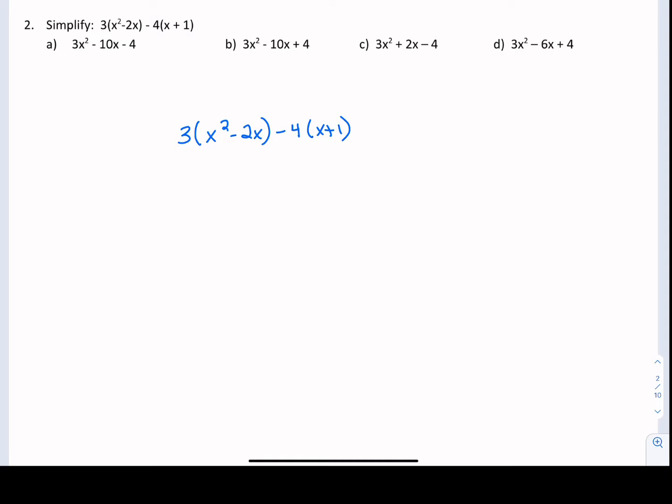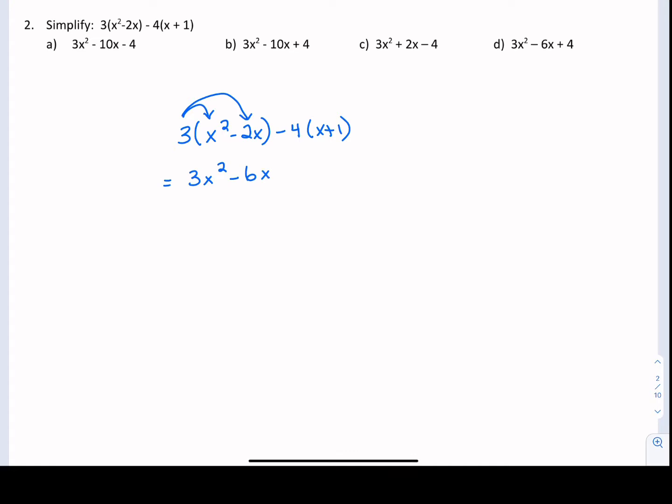So we have a 3 out front of a bracket, and what that means is we're going to take that 3 and multiply it through every single term inside those brackets. So when you have 3 times x², we know the result is 3x². 3 times a negative 2 is going to give us a negative 6 as our coefficient. And again, we've got an x as our variable in that term as well.